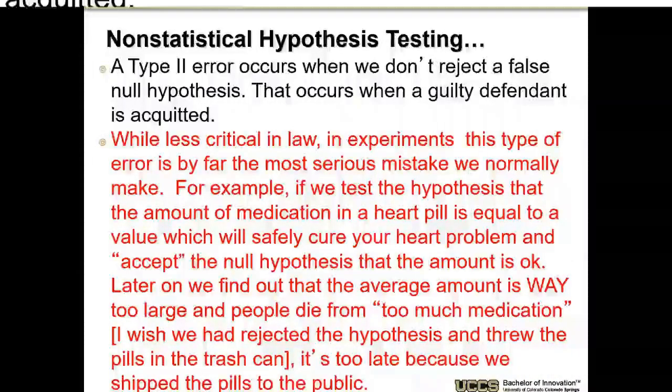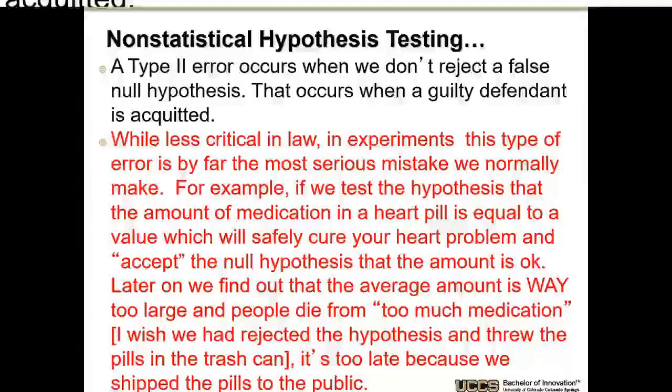A type 2 error occurs when we don't reject a false null hypothesis. This occurs when a guilty defendant is acquitted. So the null hypothesis is they're innocent, they're actually guilty, we get it wrong and we let them go free. And in the United States, our criminal system is really set up to make sure this is the error we make more often. Right? We rarely want to convict innocent people, even if that means that sometimes guilty people go free.